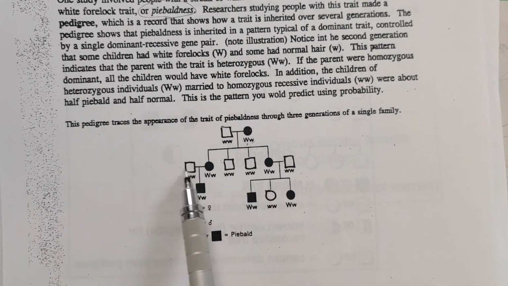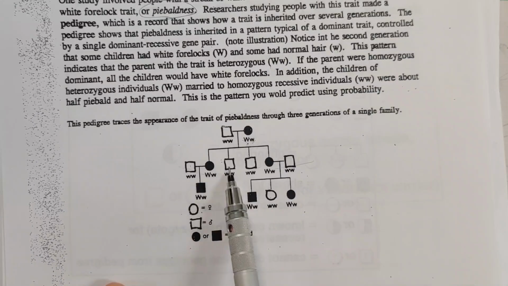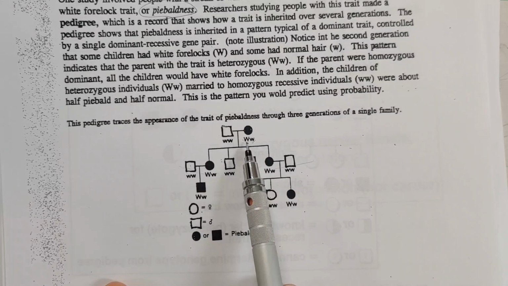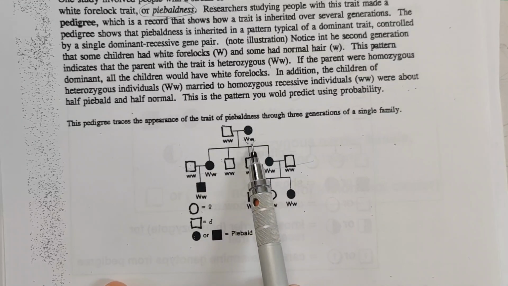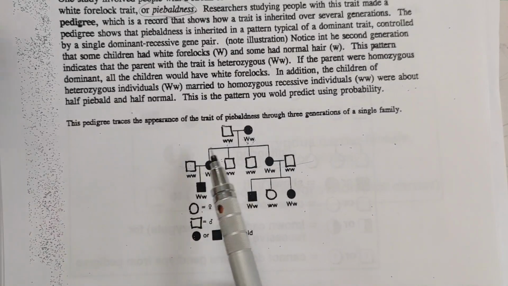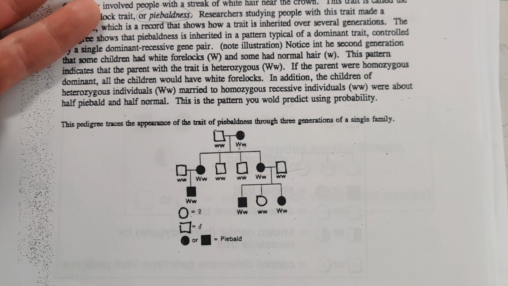So if we look at her kids, we can kind of backwards trace it and say, well, not every one of her kids is piebald, but she is. She must have one big W and one little w. Now, obviously, the dad doesn't have piebaldness. How do we know that? Well, we just look at him. He doesn't have a white patch of hair. So we can say that he's little w, little w, right?